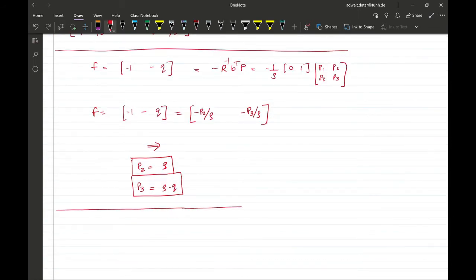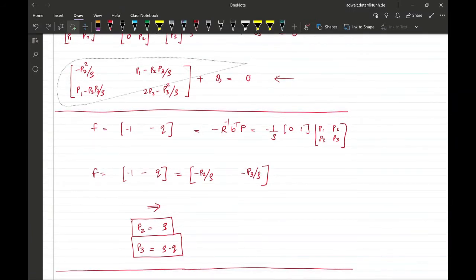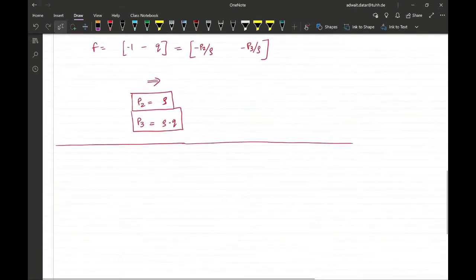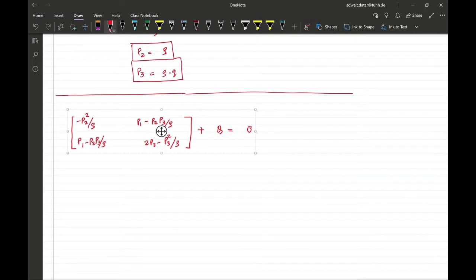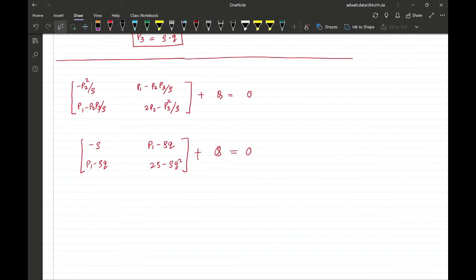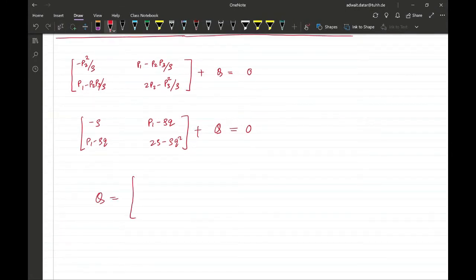So now with these additional constraints, let's look back at this algebraic Riccati equation. What we obtain is, so now we get a parameterization for Q, which is given by rho q minus P1, rho q minus P1, and rho q squared minus 2 rho.